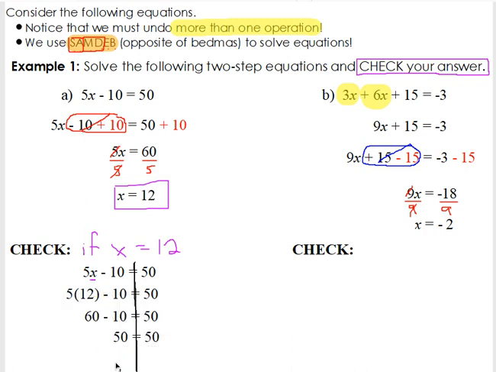Perfect. That is a true statement. We're happy about that. What we can say here is the left side equals the right side. We can give ourselves a check mark and say, you know what? We got the answer right. Because when we took our answer and put it into the equation, the left side and the right side came out to be a true statement. 50 does equal 50.